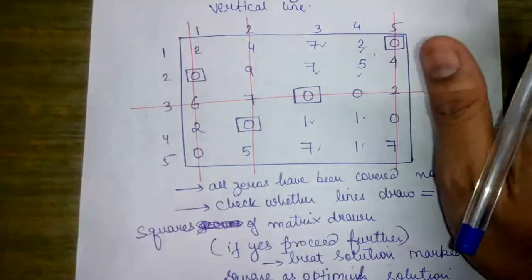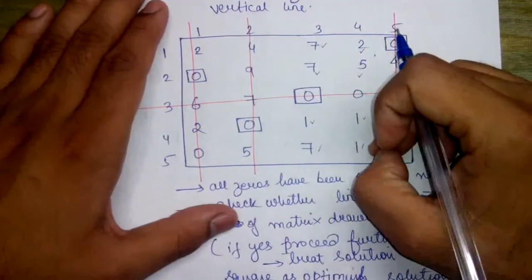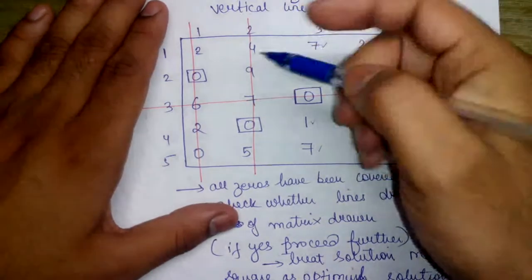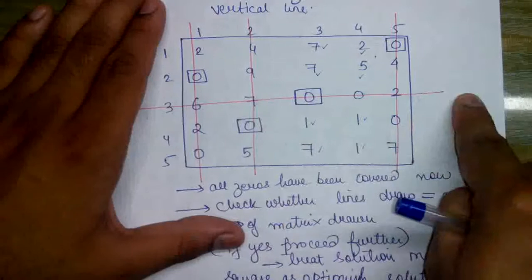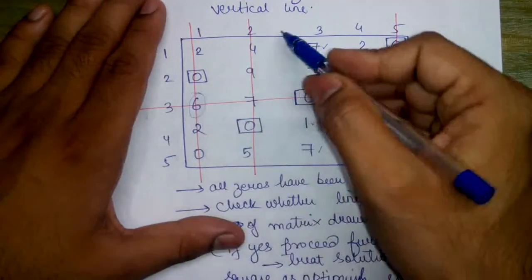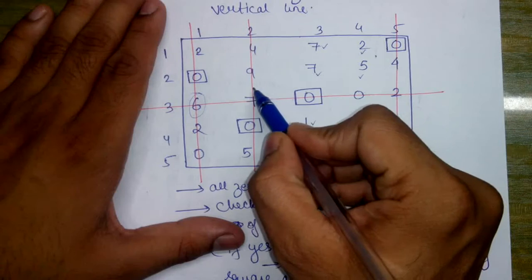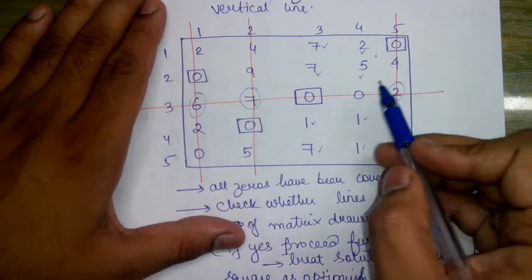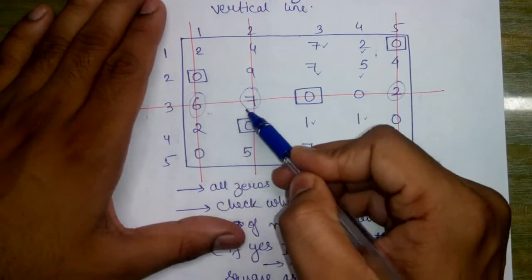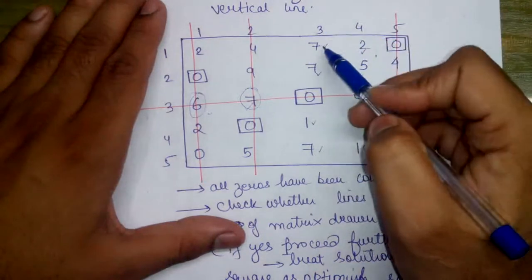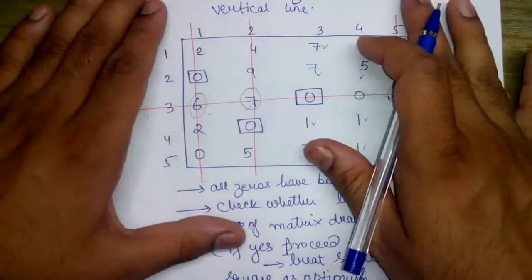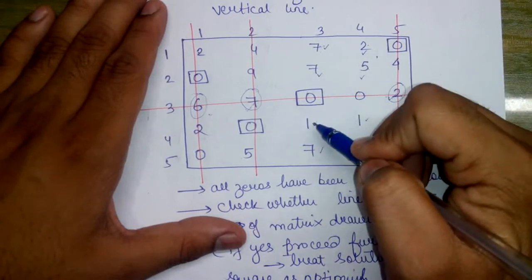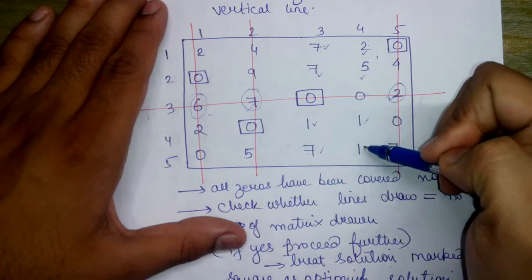What we will do is, we will add this 1 to the elements which are lying at the intersection of horizontal and vertical lines. So vertical and horizontal line intersection we have 6, vertical and horizontal lines we have 7, vertical and horizontal lines we have 2. So we are going to add 1 to these 3 elements only, whereas from rest of the elements we are going to subtract 1. So 7 minus 1, 2 minus 1, 7 minus 1, 5 minus 1, 1 minus 1, 1 minus 1, 7 minus 1 and 1 minus 1.